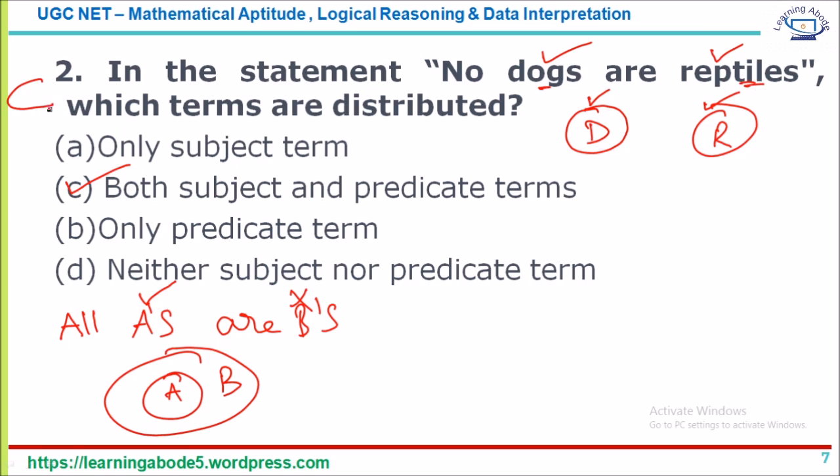That's answer option C for this question. Sorry, I've changed the order. In the original question this was answer option C.